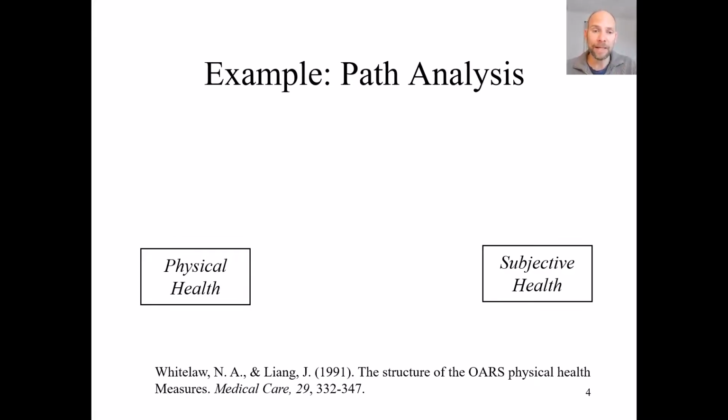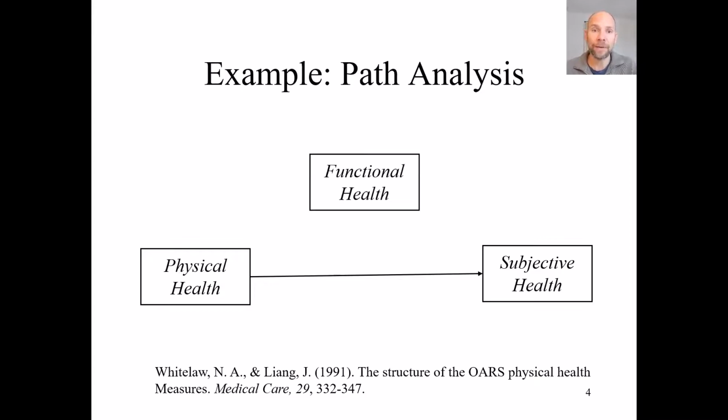So the basic idea here is that there is a relationship between physical health and subjective health. You could look at that with a bivariate regression model. Physical health predicts subjective health. So if I have health problems, then typically I will rate my subjective health lower than if I don't have health problems. And then in the path analytic model by Whitelaw and Liang, there is a third variable, which is functional health.